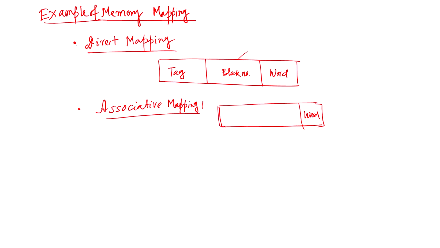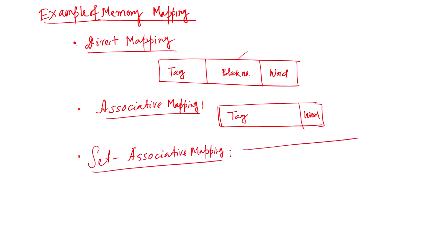In case of associative mapping, we have a tag. And then we have set associative mapping. We divide the address into word and then set number and then tag. So, we will have an example.